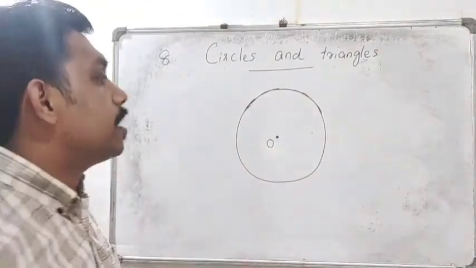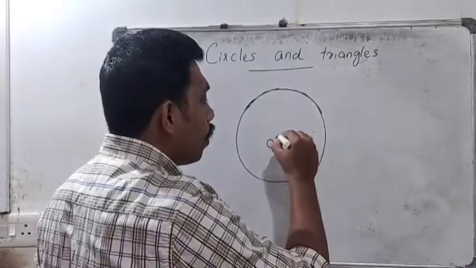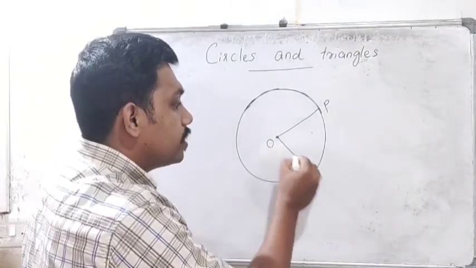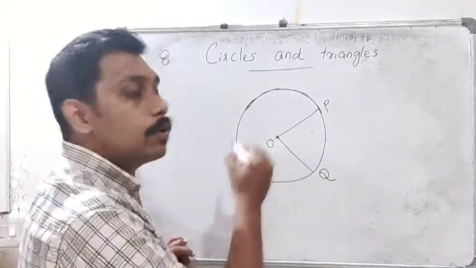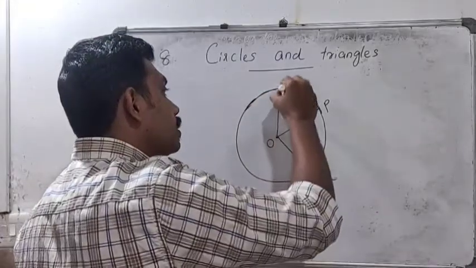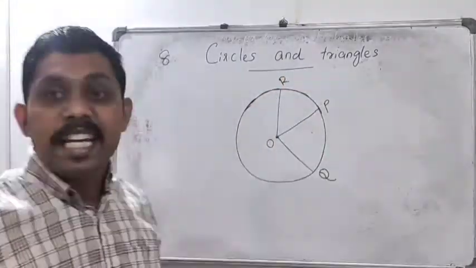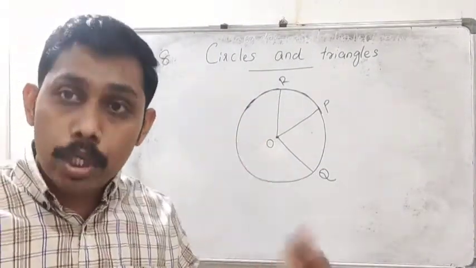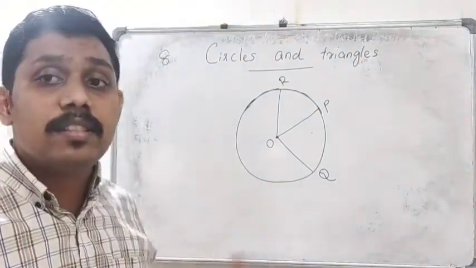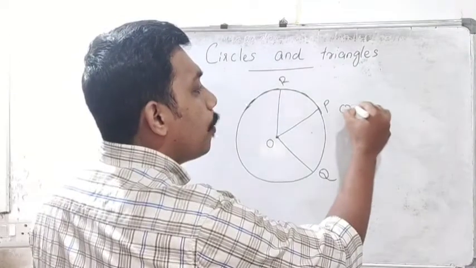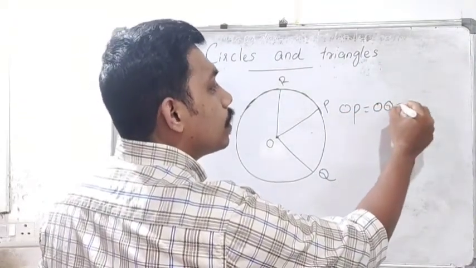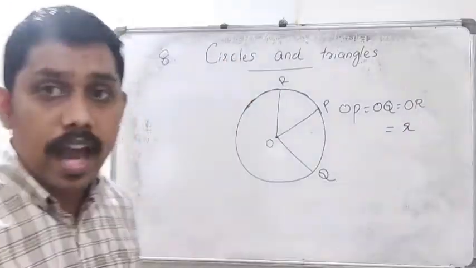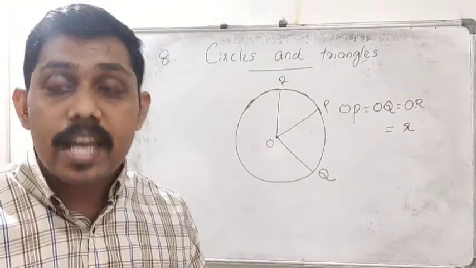Okay, so same distance. I am denoting here OP. OP is a distance, and I can denote a distance OQ. OQ is also a distance, and another distance OR. These three distances are the same. That means OP equals OQ equals OR, and it is denoted by the small letter r, and is named the radius of the circle.